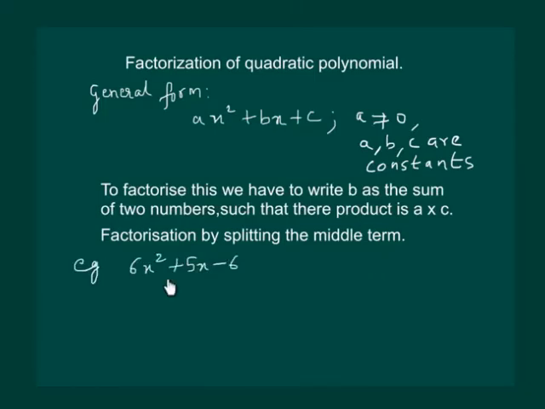Let us consider the example 6x square plus 5x minus 6. Our first step is to find a into c and then split the middle term. a into c is 36, which can be written as 1 into 36, 2 into 18, 3 into 12 and 4 into 9.